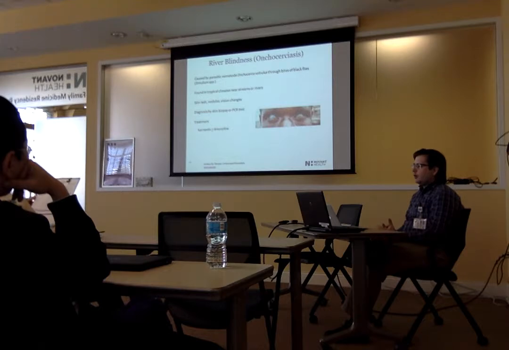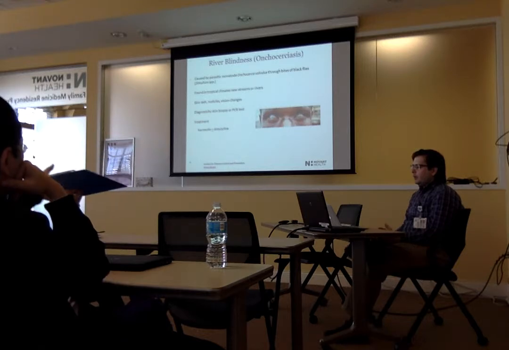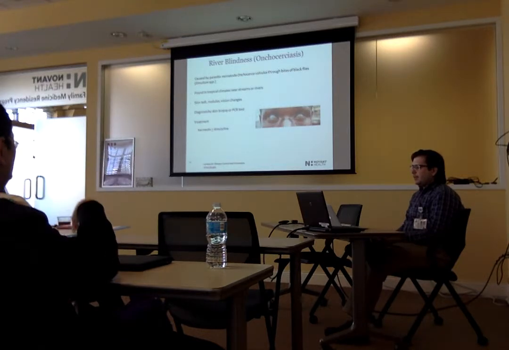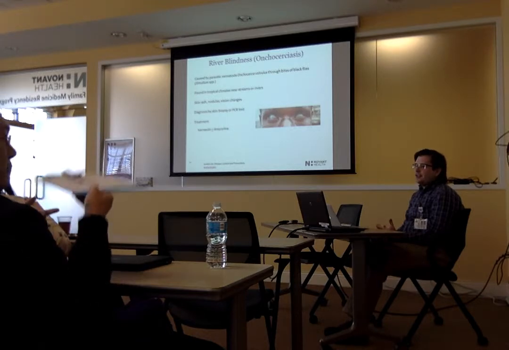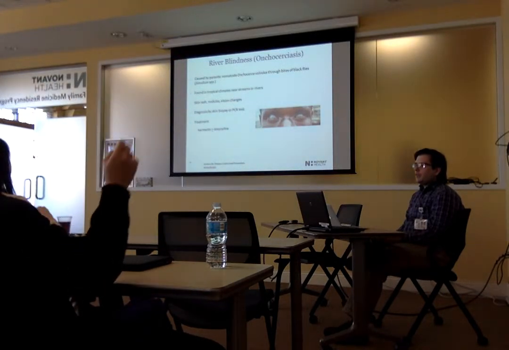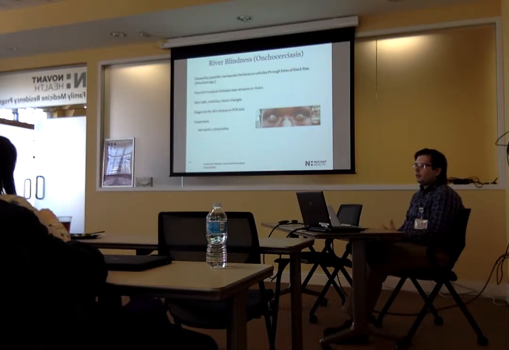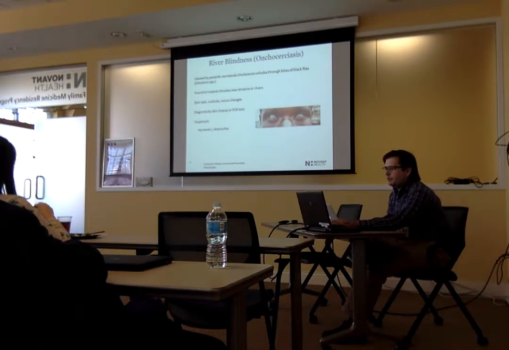River blindness, or onchocerciasis. Again, we see this nematode species, Onchocerca. This can be spread through bites of black flies, found in tropical climates near streams or rivers, hence the name. Patients may present with a rash, nodules, and vision changes. Can be diagnosed by skin biopsy or PCR. Treatment here includes ivermectin, which works by increasing the permeability of cell membranes to chloride ions, which causes hyperpolarization of these nerve or muscle cells in the nematode, plus or minus doxycycline here.